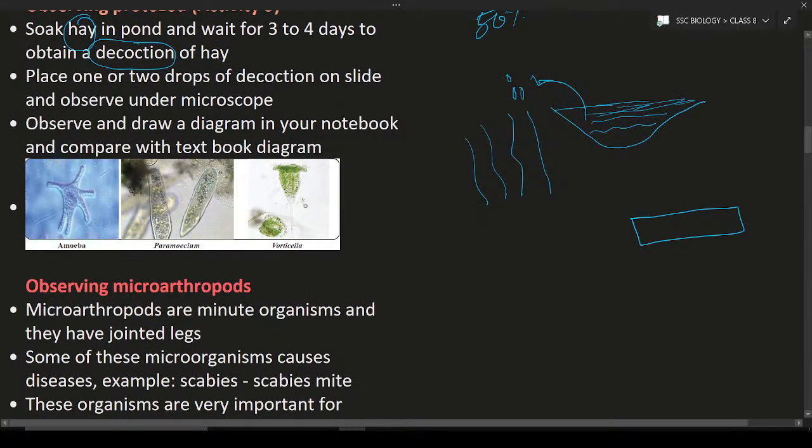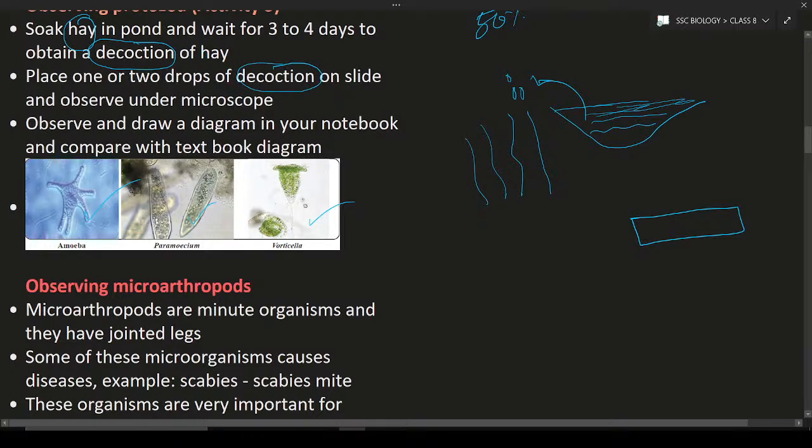If you observe under the microscope, you can see these structures like amoeba, paramecium, and vorticella. So these organisms are there in the decoction of the hay.